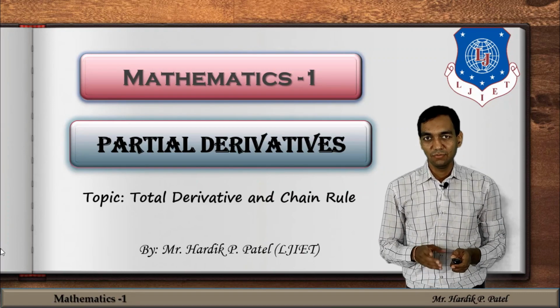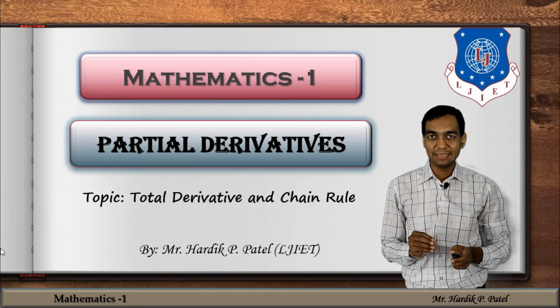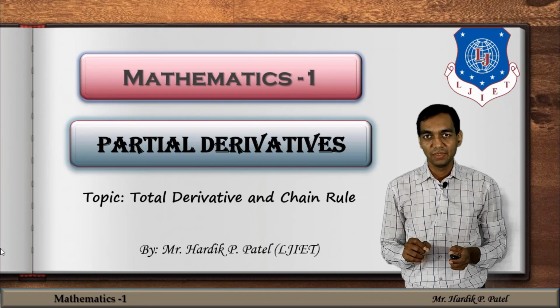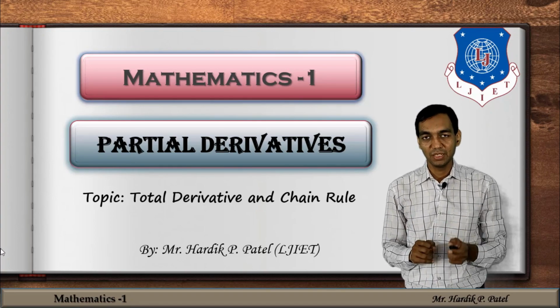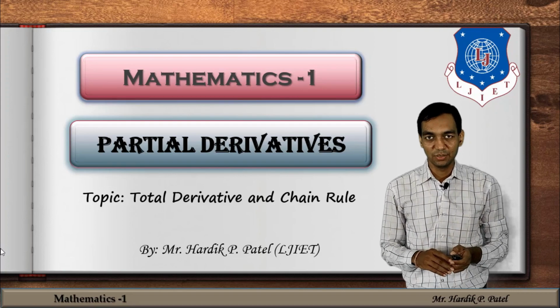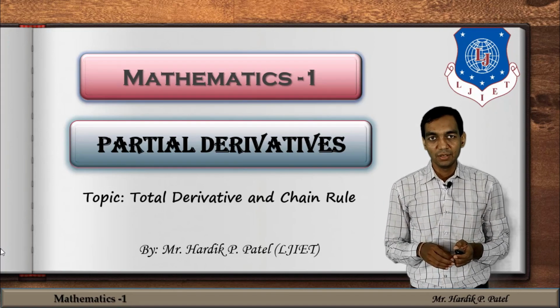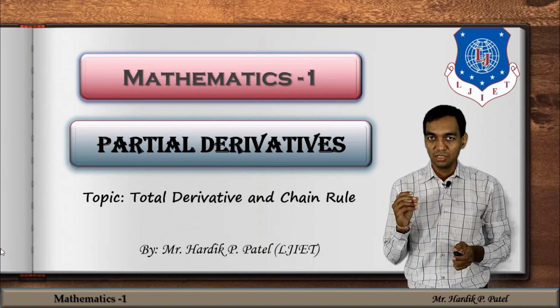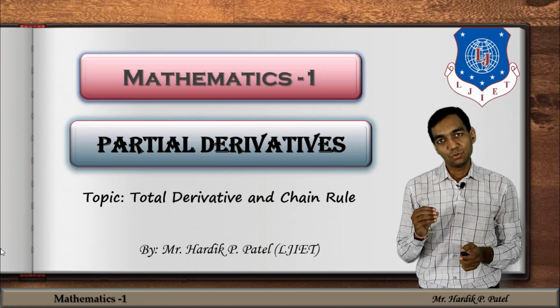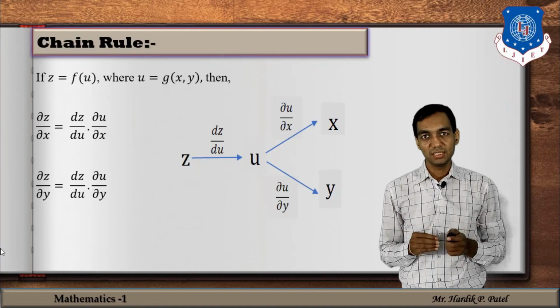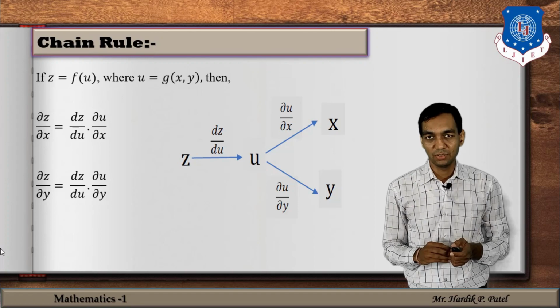Up to last session, we have seen the basic concept of partial derivatives and higher order partial derivatives and some typical examples of partial derivatives. Now today, we are going to start with the chain rule and total derivative. Now, what is a chain rule and what is the total derivative?